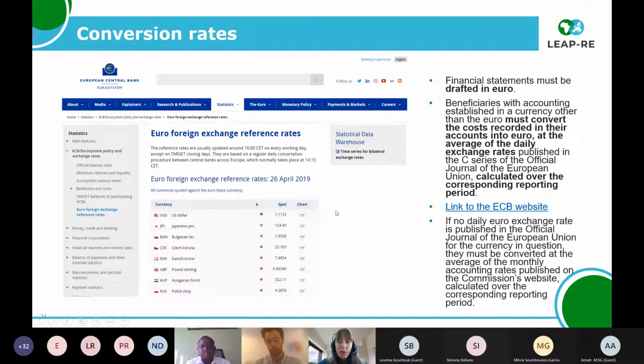There is a tool to help you calculate this average daily rate. There is a tool available on the European Central Bank website, and the link is available here. And if need be, I can put it in the video chat. So in order for you to declare your costs to the Commission, you'll have to apply an exchange rate, and there is a tool to help you with that.